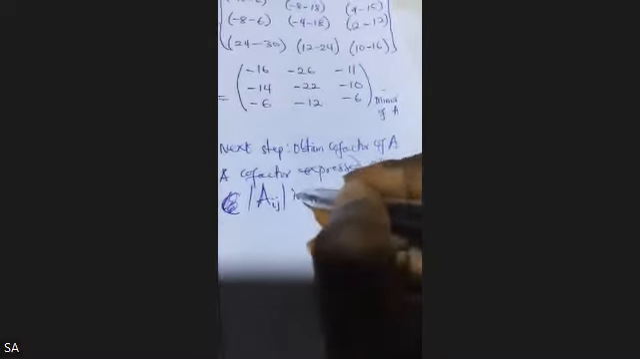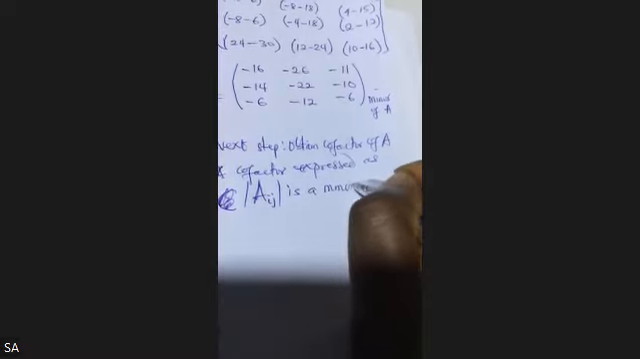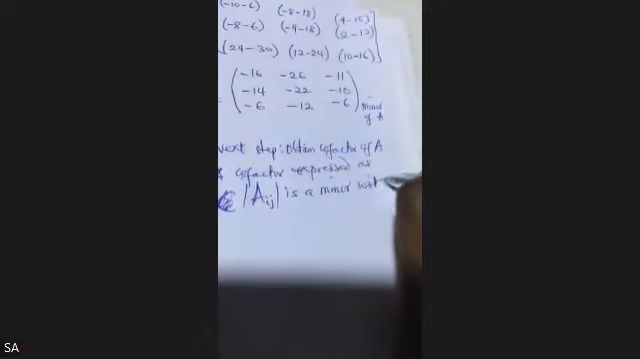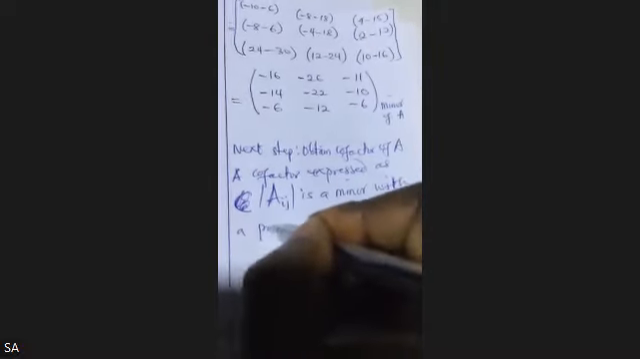I wanted to quickly show something here. This is A_ij. For minor, we use M; for cofactor, we use C. My definition is clear, okay? The cofactor, expressed as A_ij, is a minor with a prescribed sign. So take note of this, class.